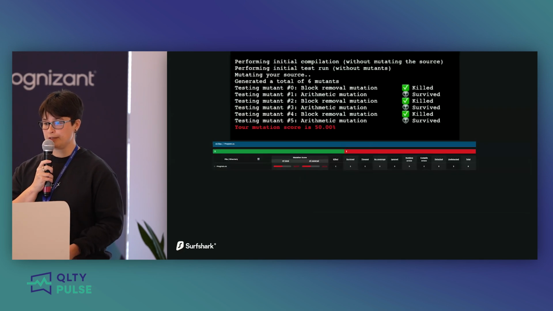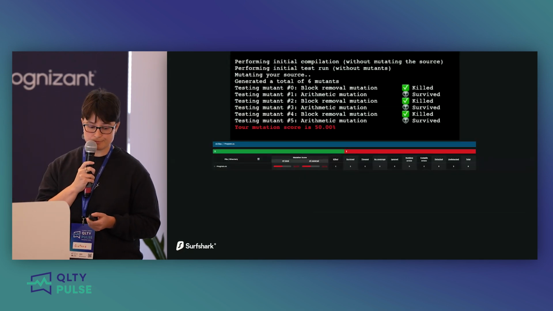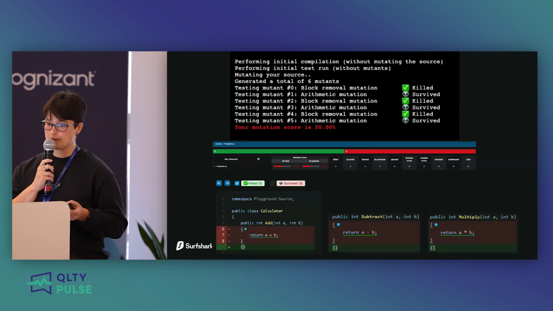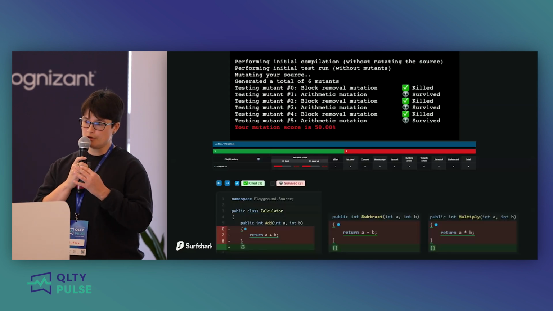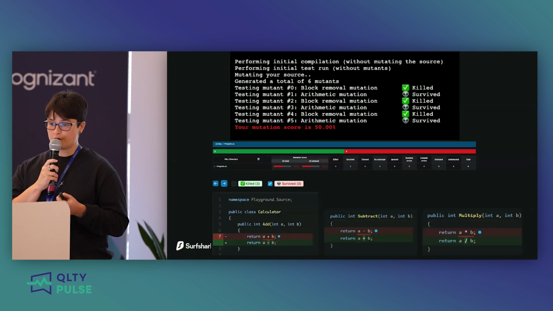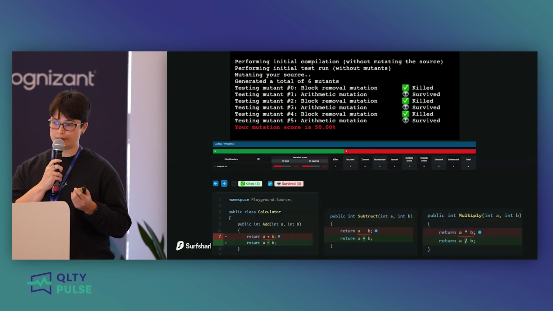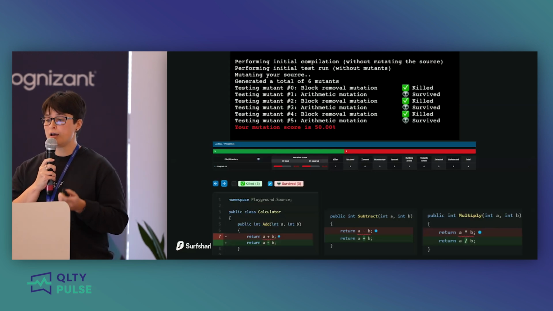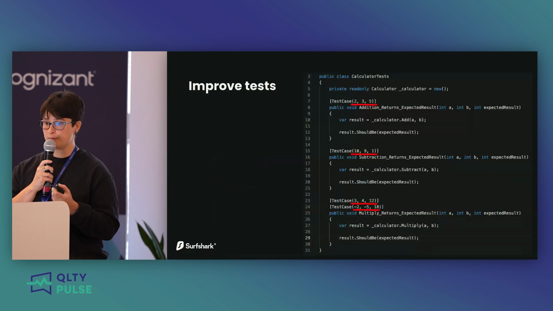Let's run Stryker for that. So it generated 6 mutants, and 3 of them were killed and 3 survived. For the killed ones, we can see that the whole code block was removed, and the tests failed, so they caught the changes. But for the survived ones, they changed the arithmetic symbol, from plus to minus, from minus to plus, and vice versa. And those were not caught. So what are our tests testing, after all?